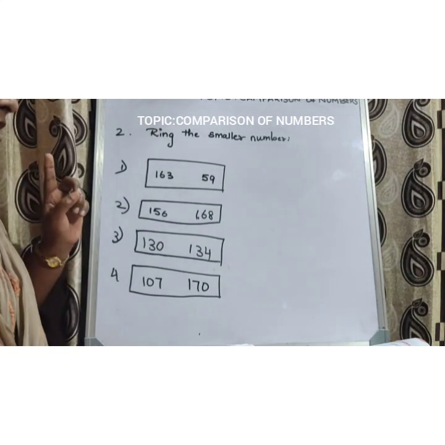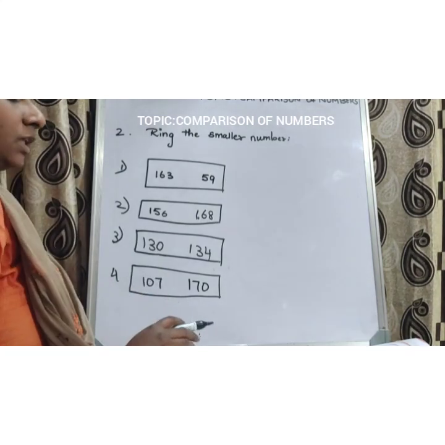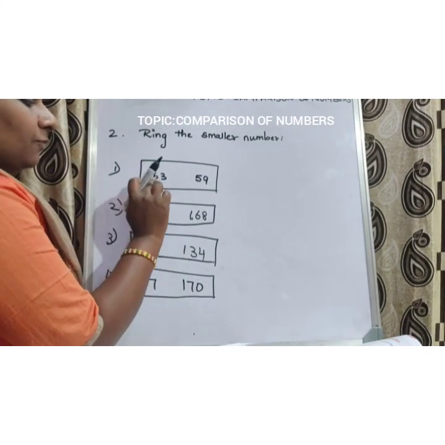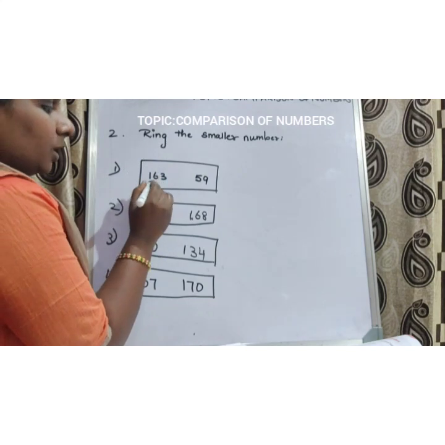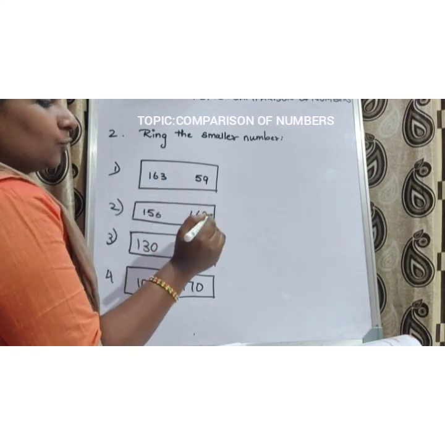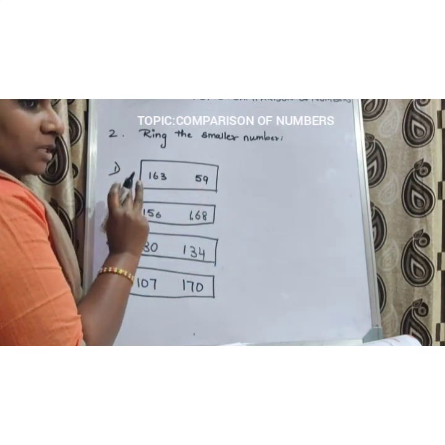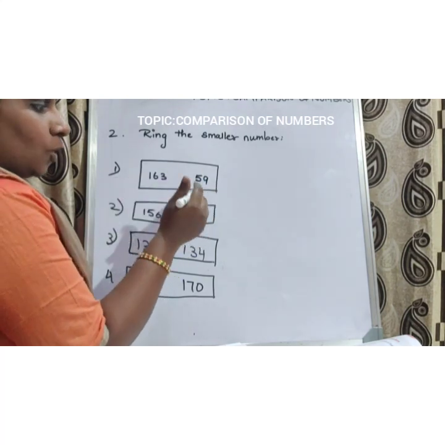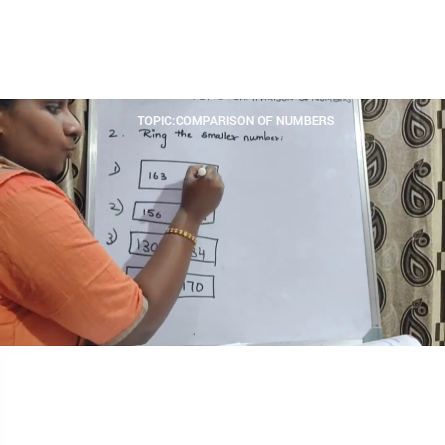Okay. What is the first step, children? We have to check the number of digits. So here we have a 3-digit number. Here we have a 2-digit number. So the 3-digit number is greater and the 2-digit number is smaller. So 59 is smaller than 163.